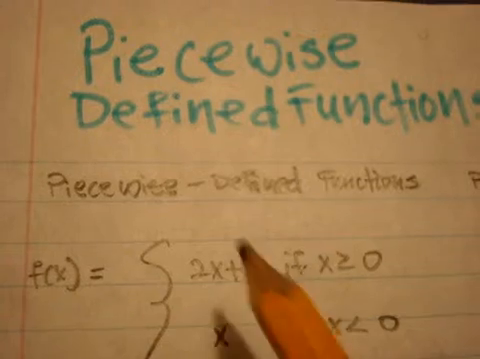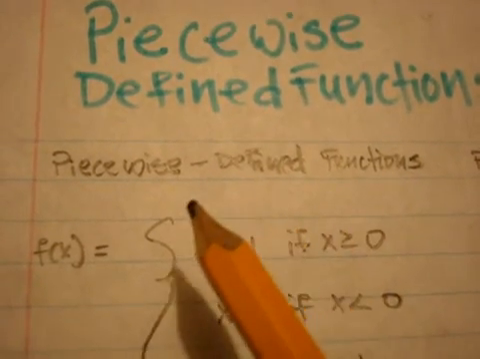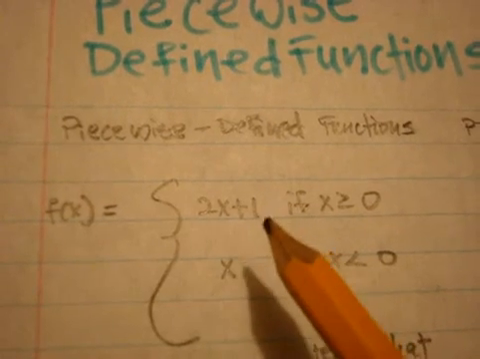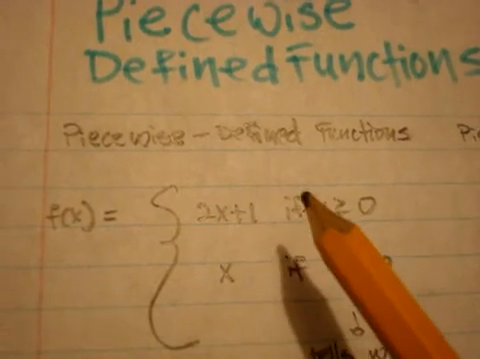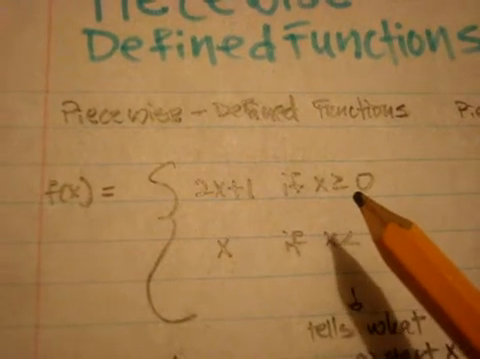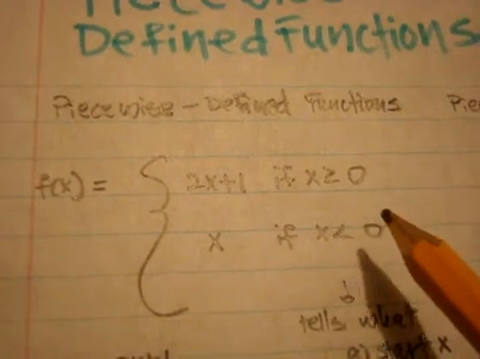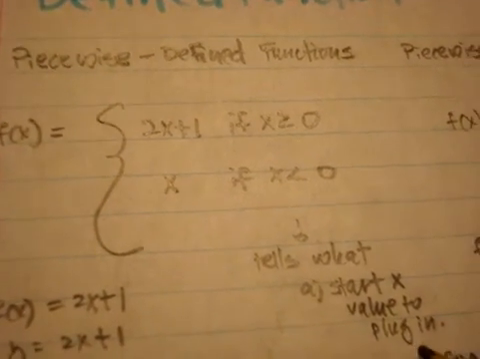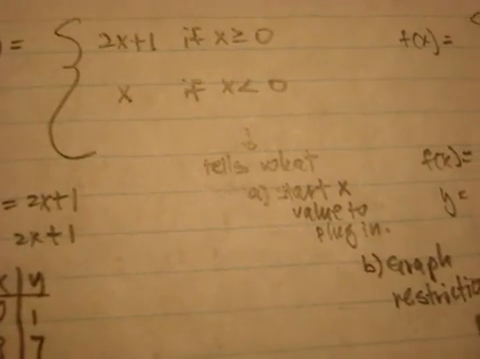Piecewise defined function. This is a given, and they want us to graph this piecewise defined function. Notice on the x right here, there are two things that it's telling us. One, the starting x value to plug in. Two, the graph restriction.